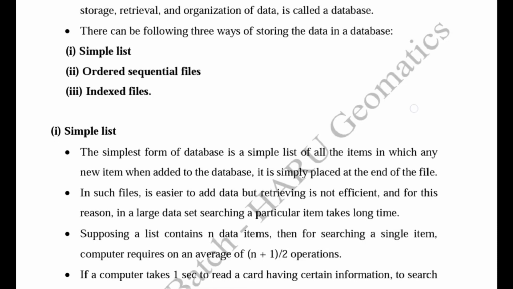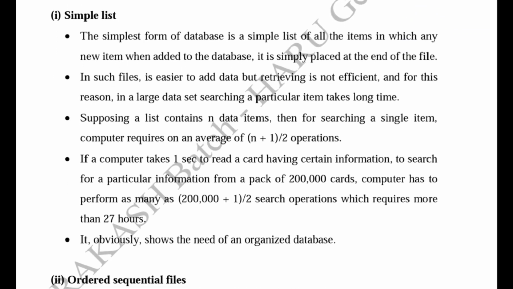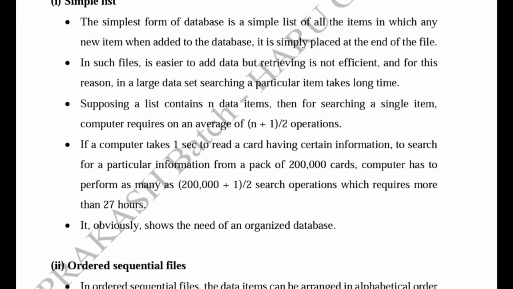Simple list, as the name says, means it stores the data in a simple form. The last item, which means the new item, is added at the end of the file. The simplest form of the database is a simple list of all the items, in which any new item added to the database is simply placed at the end. All the data are stored in sequence, and if we add new data, it is placed at the end of the file structure. So this is the simple list.